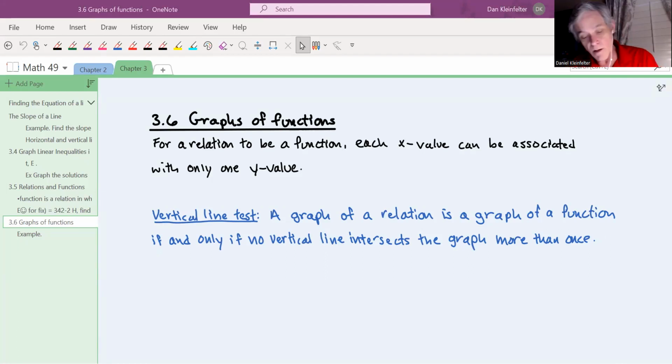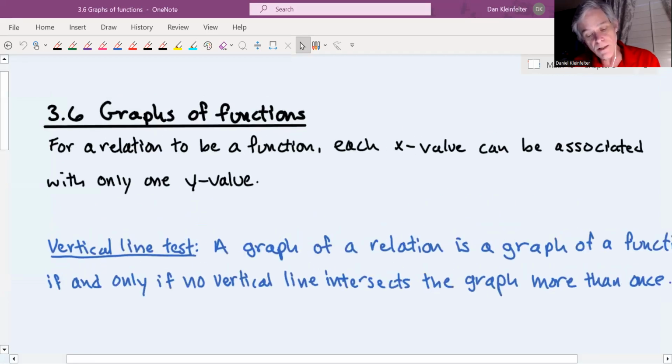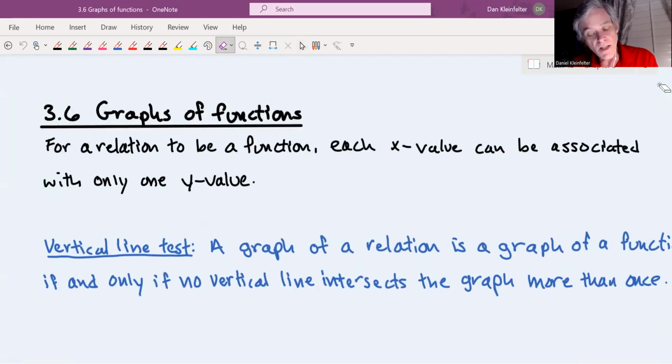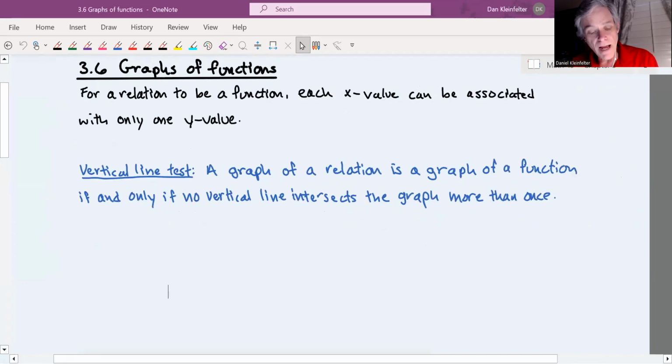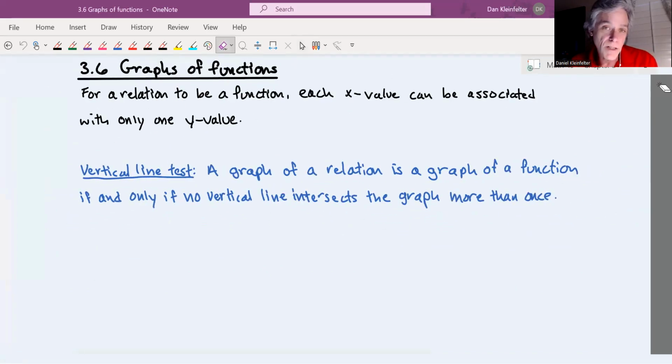So as you may recall, for a relation to be a function, each x value can be associated with only one y value. In other words, there were no repeated x's. How that appears if we're looking at a graph, we can tell by using what's called the vertical line test. The vertical line test says a graph of a relation is a graph of a function if and only if no vertical line intersects the graph more than once.